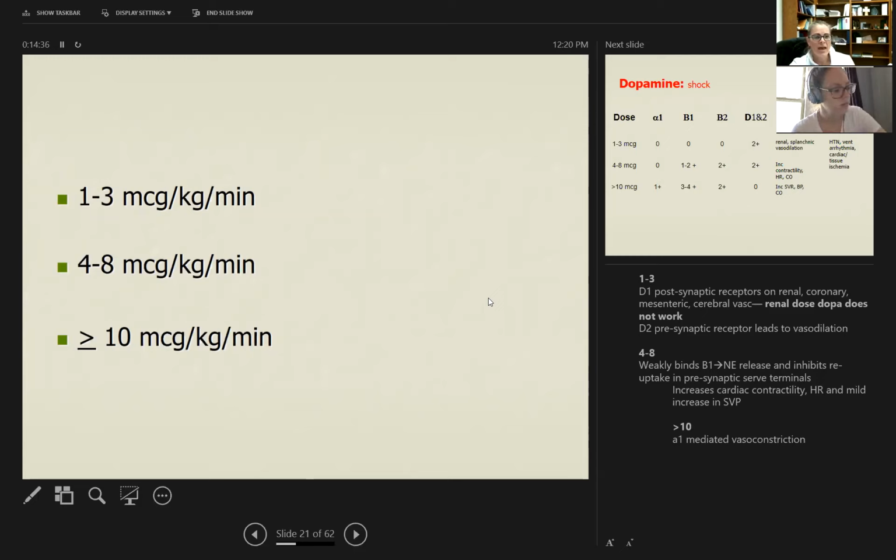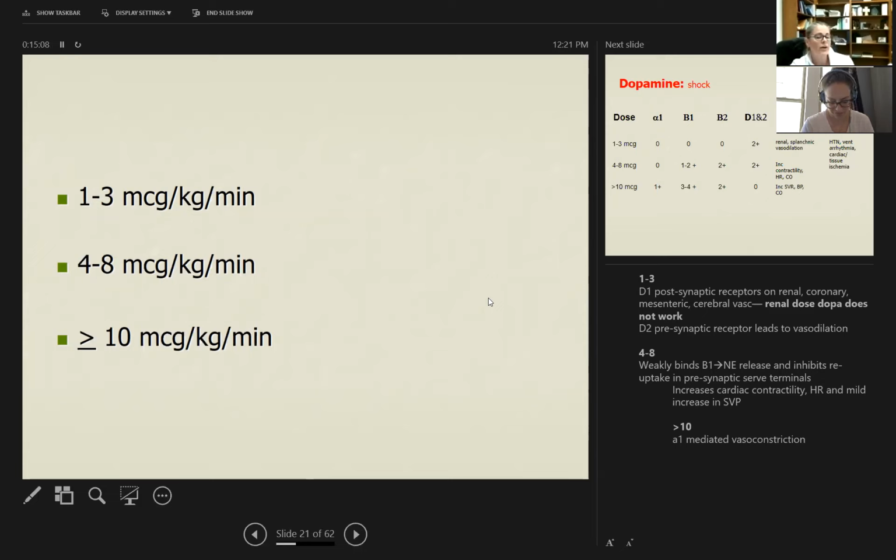At that 4 to 8 mcg/kg/min dosage, what we're going to see is dopamine really acting mostly on your beta 1 receptors, kind of weakly, but leading to norepinephrine release and inhibiting reuptake of norepinephrine. So what we see at 4 to 8 mcg, 4 to 10 mcg roughly, is an increase in contractility, an increase in heart rate, and a mild increase in systemic vascular pressures.